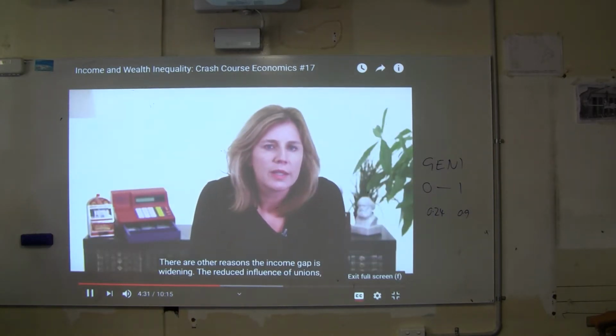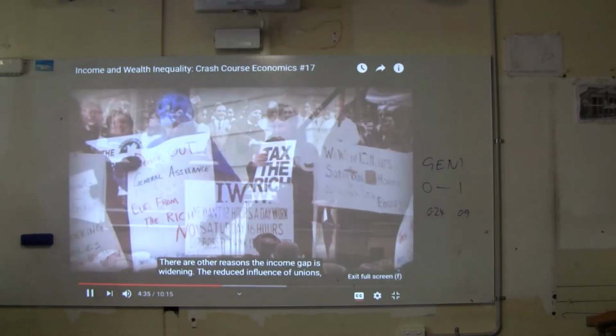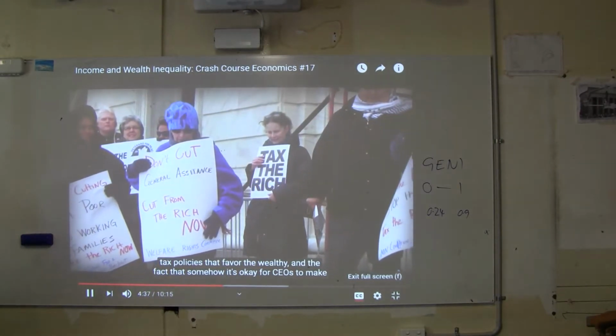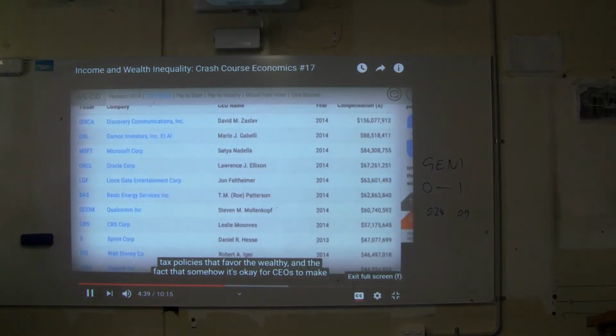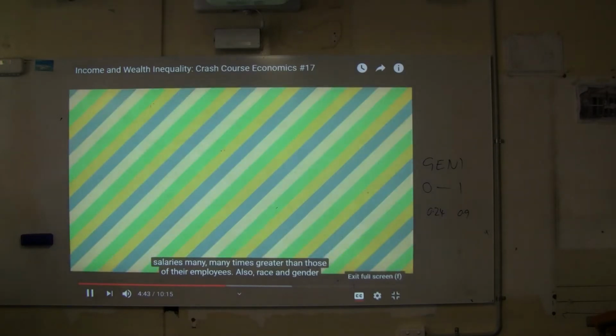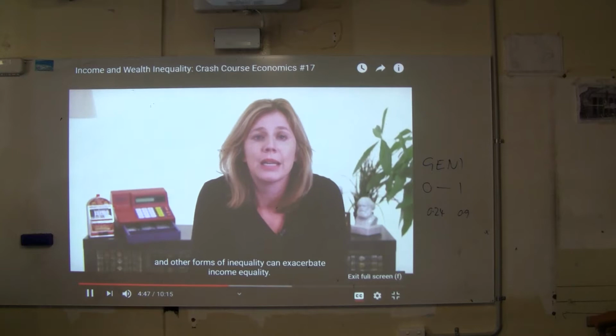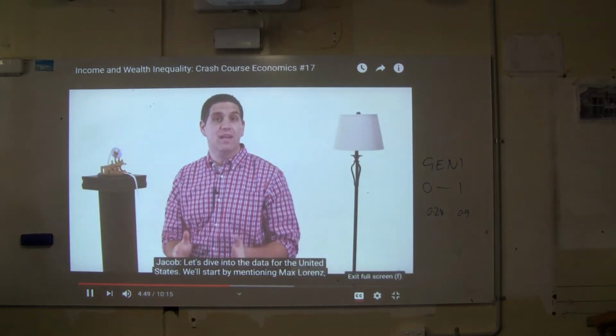There are other reasons the income gap is widening. The reduced influence of unions, tax policies that favor the wealthy, and the fact that somehow it's okay for CEOs to make salaries many, many times greater than those of their employees. Also, race and gender and other forms of inequality can exacerbate income inequality. Let's dive into the data for the United States.